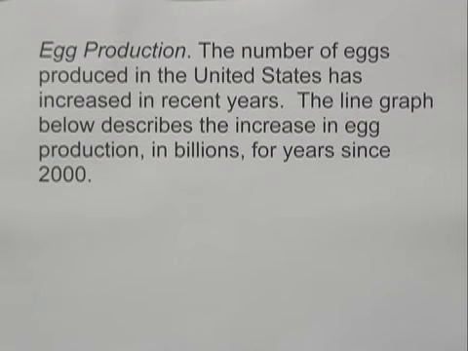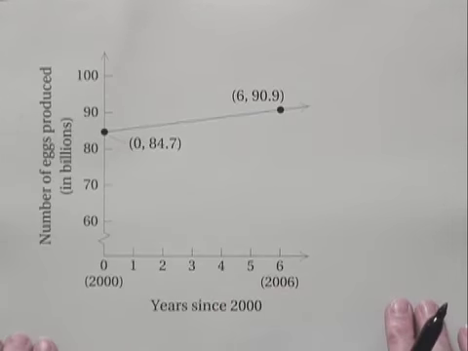The number of eggs produced in the United States has increased in recent years. The line graph below describes the increase in egg production in billions for years since 2000. And let's take a look at the graph.